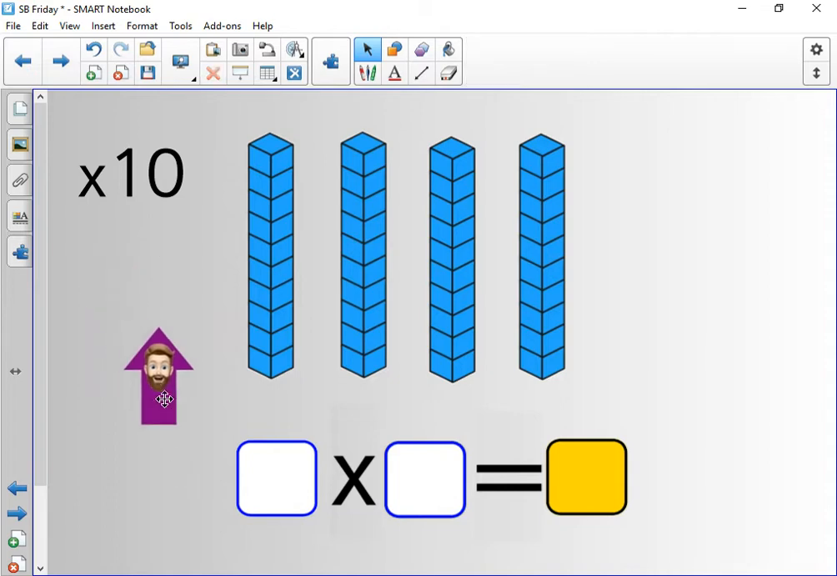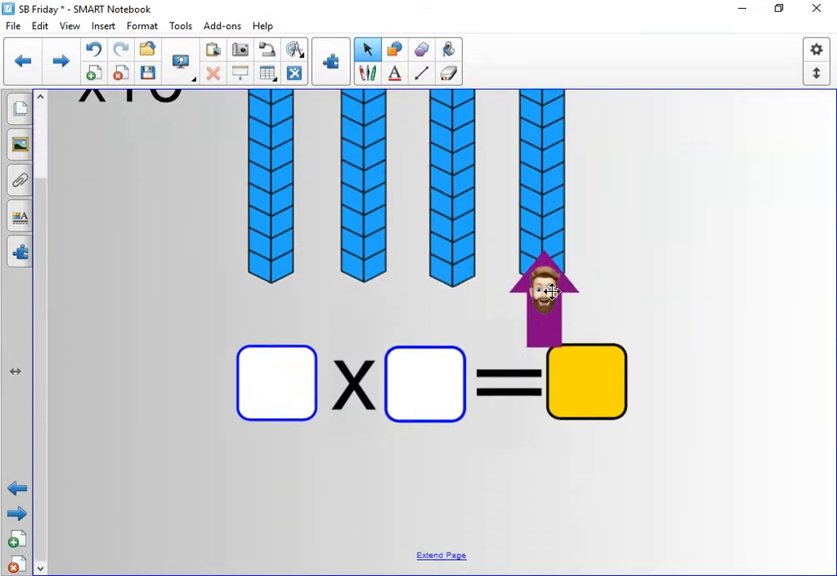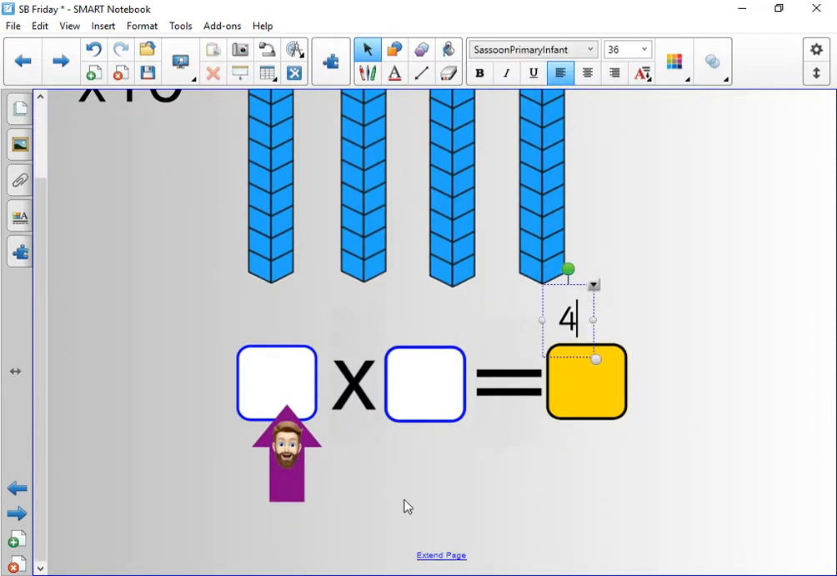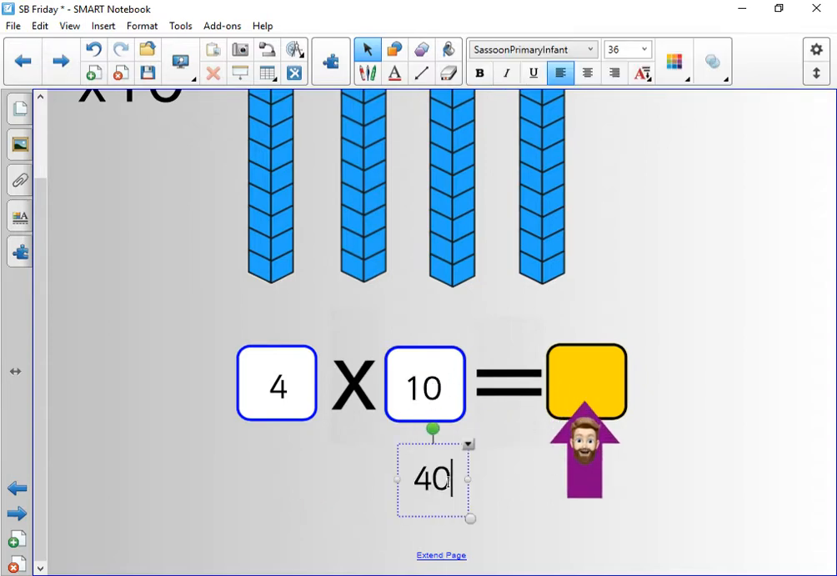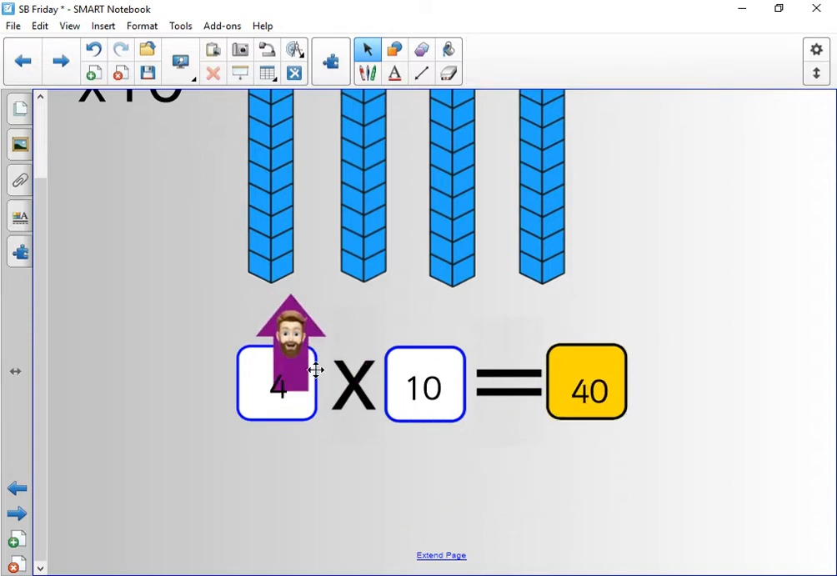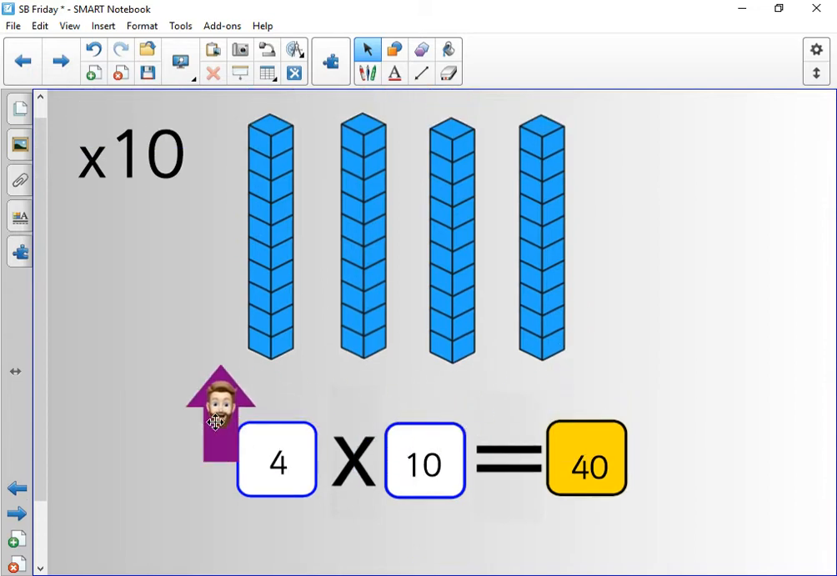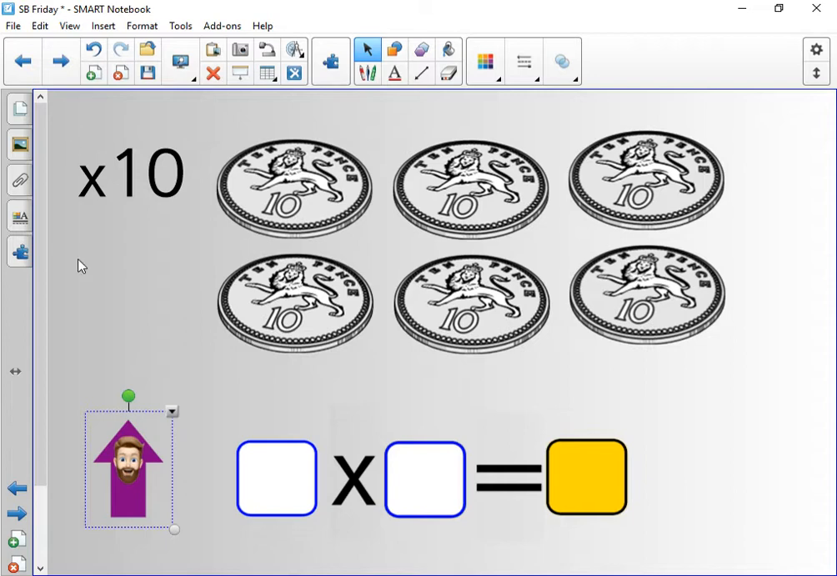Now this time the towers of base 10 are my groups. So how many groups have I got this time? Tell me. I've got 4. And there are 10 in each group. Shout out the answer for me. That's right, 40. 4 tens make 40. 10, 20, 30, 40. Good job. One more example.